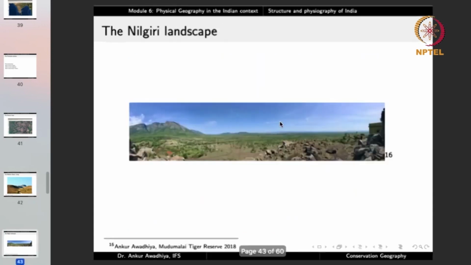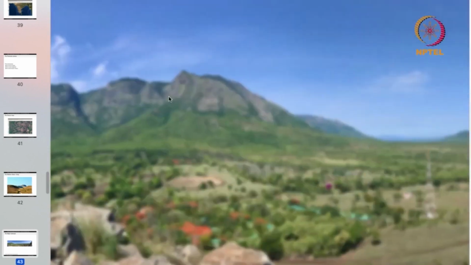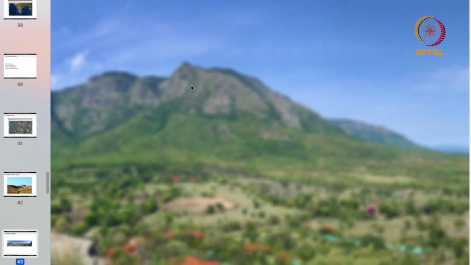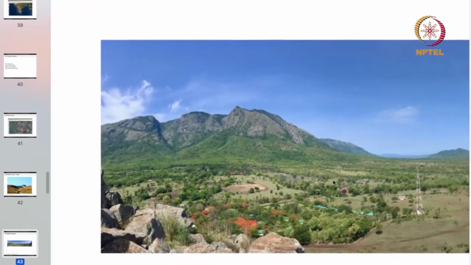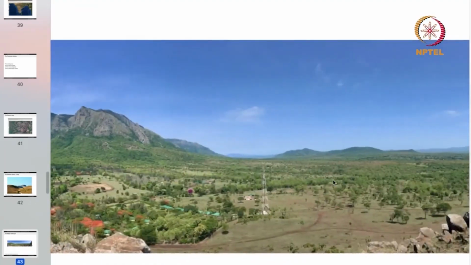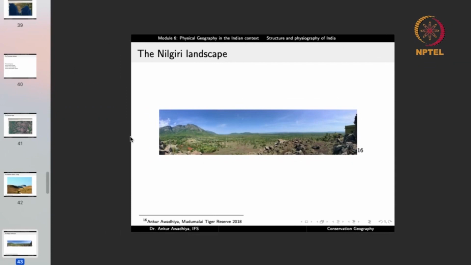So this is an image from Coorg. This is the Nilgiri landscape. Now here again you will find that the hills do not have very sharp pointy peaks. They are more or less rolling mountains and separate, and they are few and far in between. Otherwise you also have certain areas that are more or less plain areas.